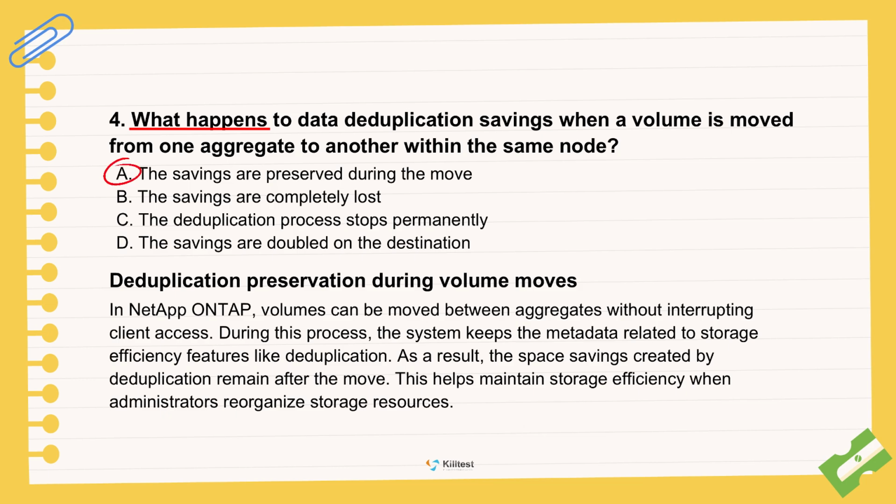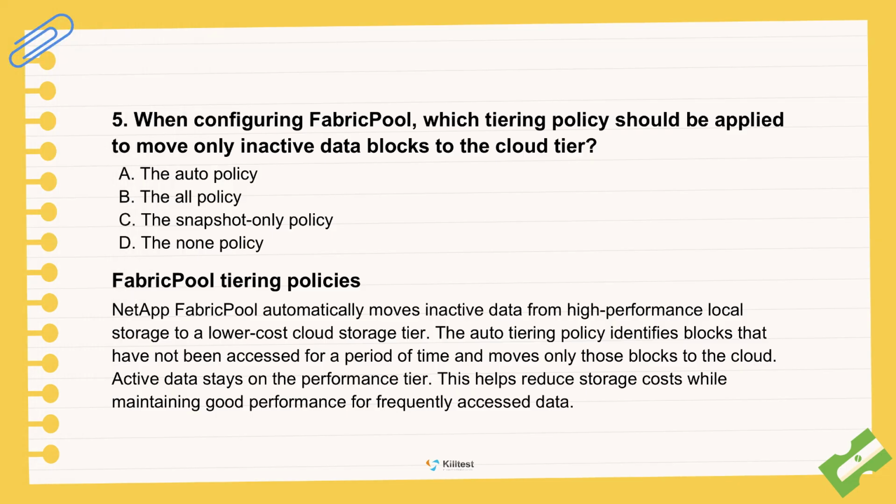Storage capacity alerts. Absolutely. Now, speaking of optimizing space, question 5 leans heavily into FabricPool, which is NetApp's cloud tiering technology. You're combining local, high-performance solid-state drives with cheap, deep cloud storage, like AWS S3 or Azure Blob. But you have to set a tiering policy. The exam asks, which policy moves only inactive data blocks to the cloud tier?